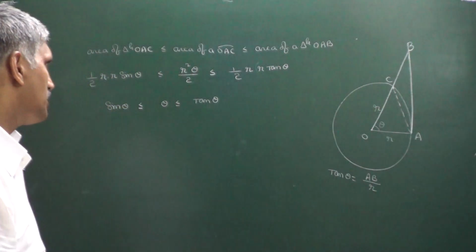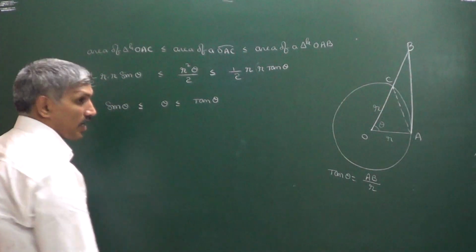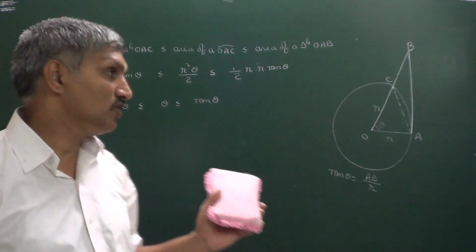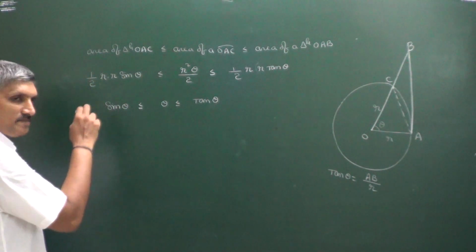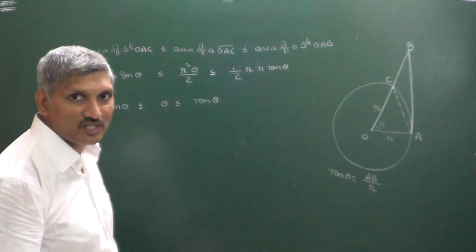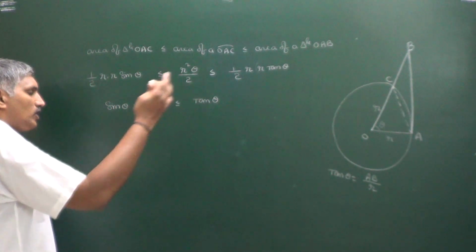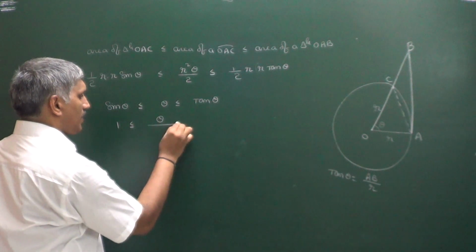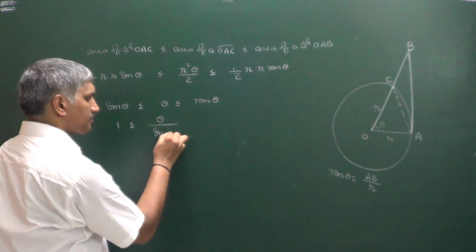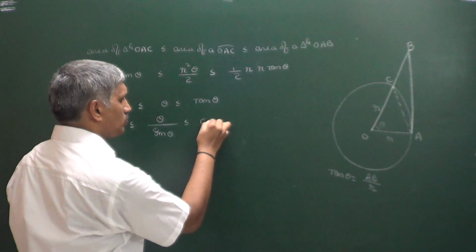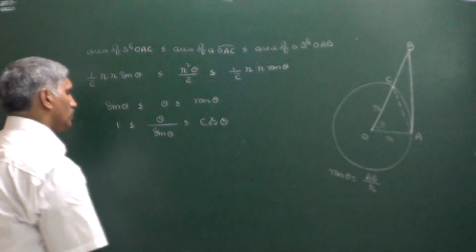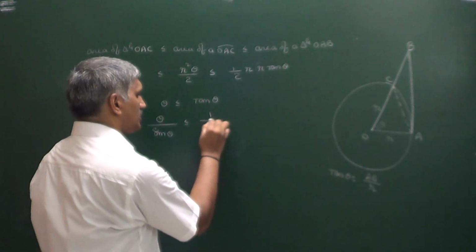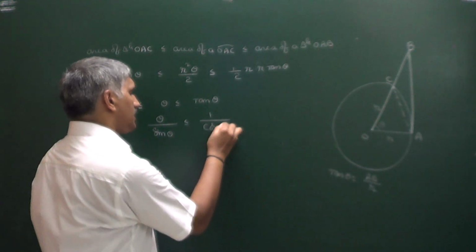When theta is very close to 0, sin theta is positive, right? So when sin theta is positive, we can divide. 1 is less than or equal to theta by sin theta, which is less than or equal to 1 by cos theta. We are dividing with sin theta, so you will get 1 by cos theta.